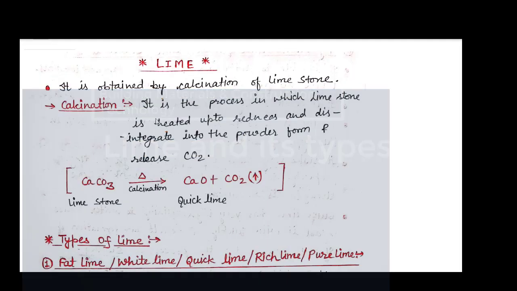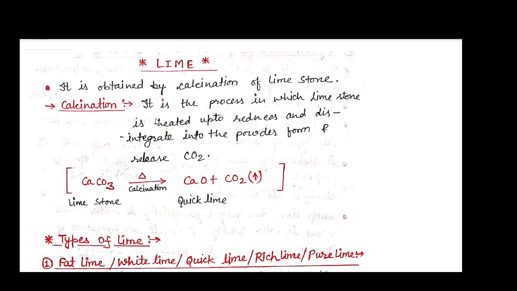So let's start. Lime is basically obtained by the calcination of limestone. Limestone is the natural stone which is present in the earth. When we do the calcination process of limestone, we get lime. Calcination is the process in which the limestone is heated until it reaches a red color and it disintegrates into powder form and releases CO2.